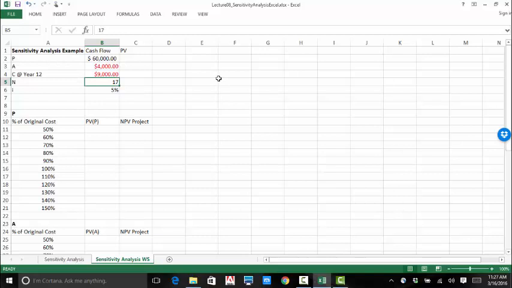So first thing we're going to want to do is calculate the net present value of the project, or the equivalent annual worth, whichever one you want to do. So we're going to do the present value. The present value of the P cash flow is just going to be $60,000, right? Present value of A equals negative PV. Our interest rate or discount rate is 5%. Number of years is 17. A is the payment, $4,000, and that's all we need.